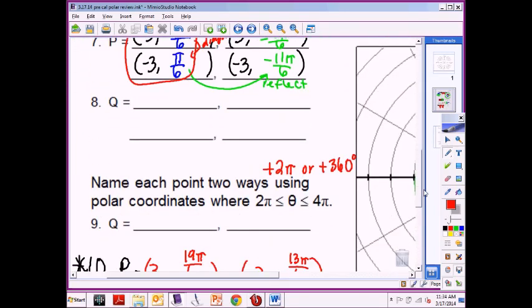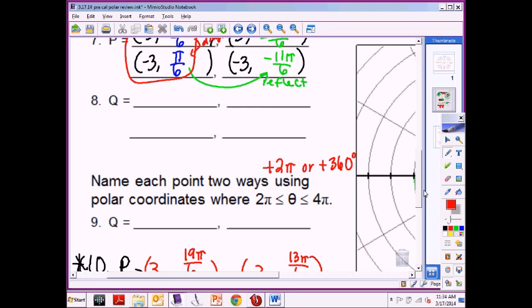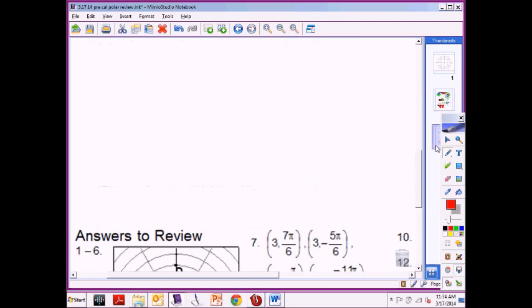All right, so I'm going to leave you number 8 and number 9. I want you to try them and then check your work later. All right, moving on to the back.